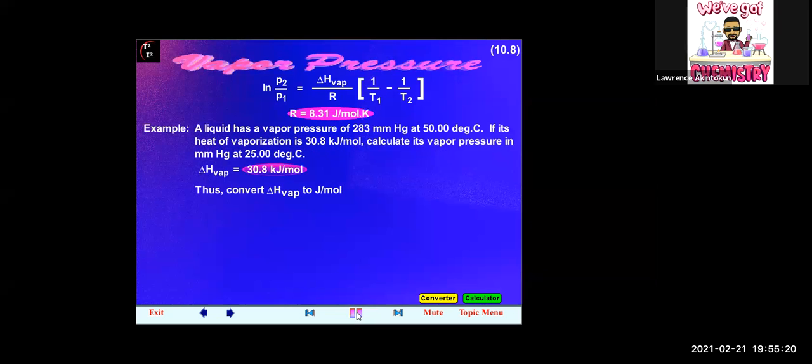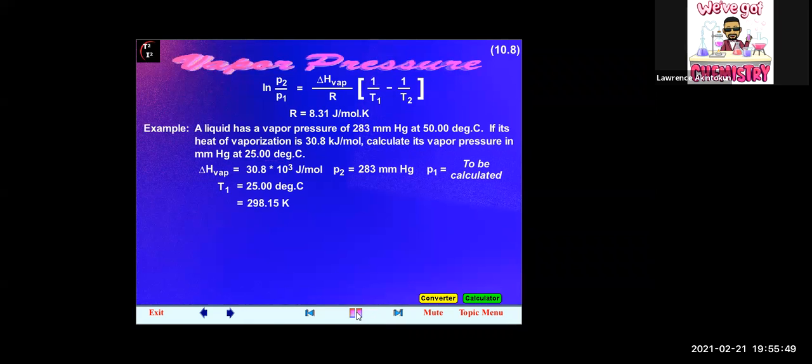Thus, convert delta H vaporization to joules per mole. Equals 30.8 times 10 to the third power joules per mole. P2 equals 283 millimeters mercury. P1 is to be calculated. T1 equals 25.00 degrees Celsius, which equals 298.15 Kelvin. T2 equals 50.00 degrees Celsius.